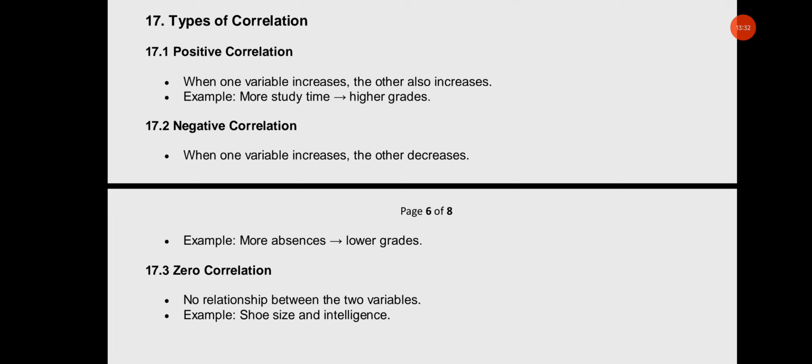Zero correlation: no relationship between the two variables. Both variables stay at the same position. They do not change over time. So they have zero correlation. Example, shoe size and intelligence.